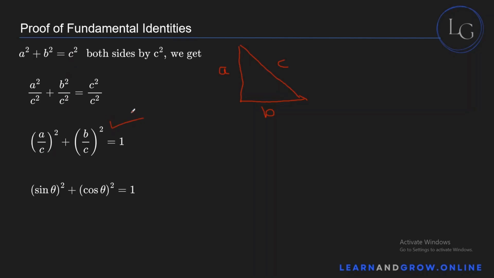And so you can write a over c whole square as sine theta square, because obviously a over c is sine theta. Similarly, b over c is cos theta, so b over c whole square is cos theta square, and that is equal to 1 because c square over c square is equal to 1. And that's how you prove this identity, that sine square theta plus cos square theta is equal to 1. Now let's see the other one.